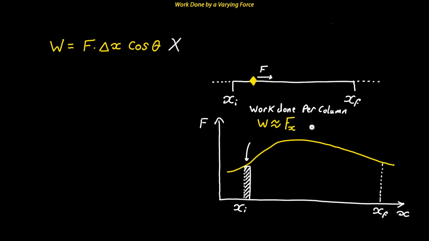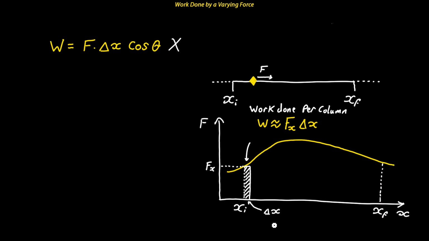When the force is constant for one of these displacements, then we can approximate the work done by the force as the force at this position along the x-axis multiplied by the minute distance that this particle is travelling in this instant. And this is just the area of the shaded rectangle on our graph here.